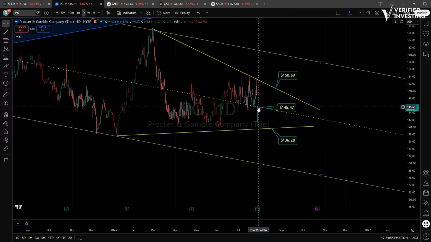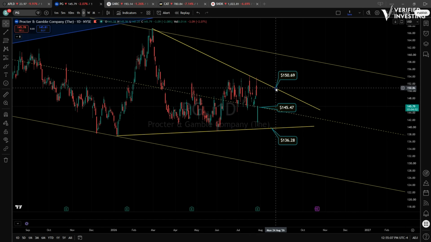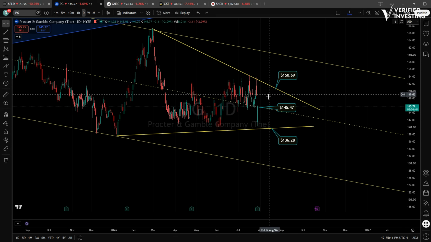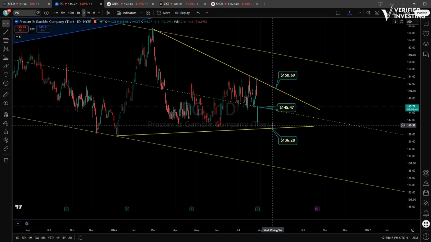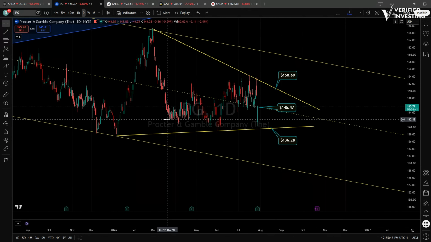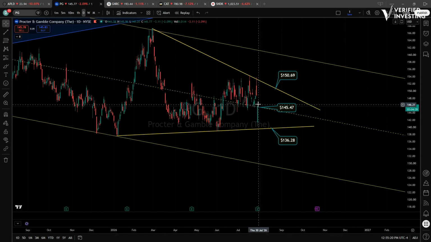If we start putting in daily closes above 145.47, that slightly increases probabilities for more upside with the resistance here on this declining trend line, about $150.69. We start closing underneath this level, the 50%, that increases probabilities for us to tag the bottom in and for that bear flag to play out. So that's why it's critical today, tomorrow, and the next couple trading days.